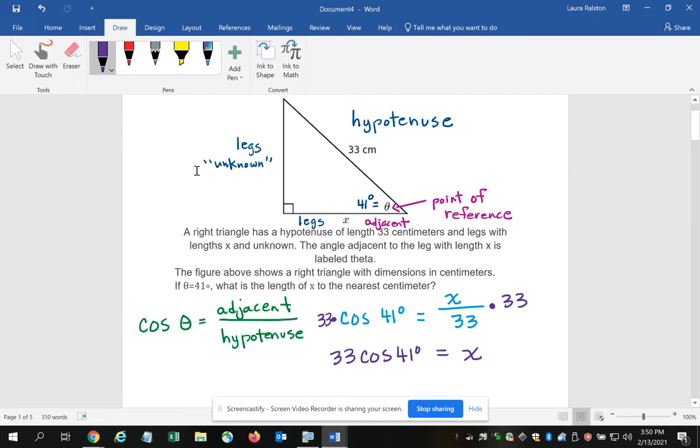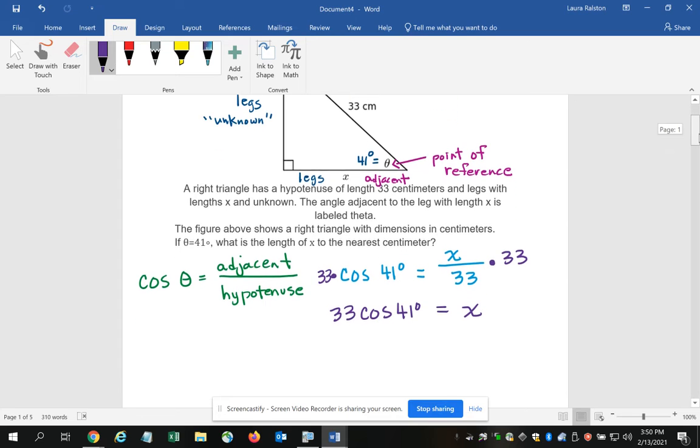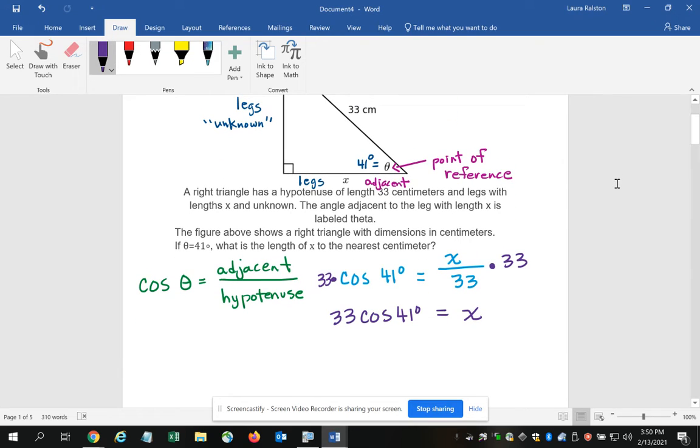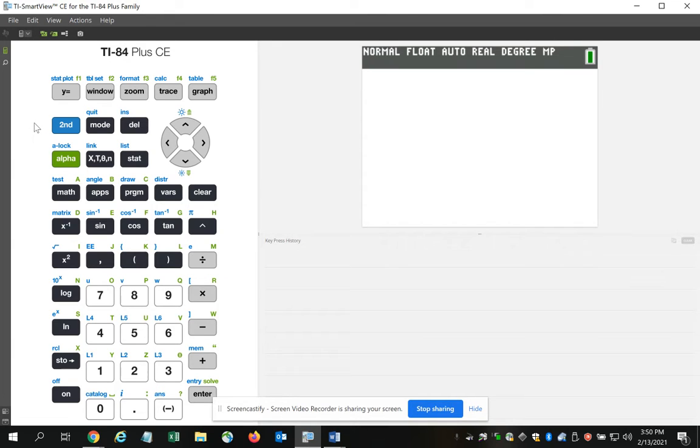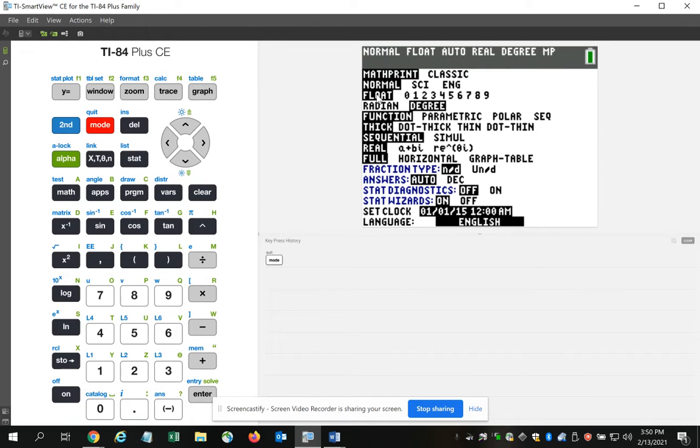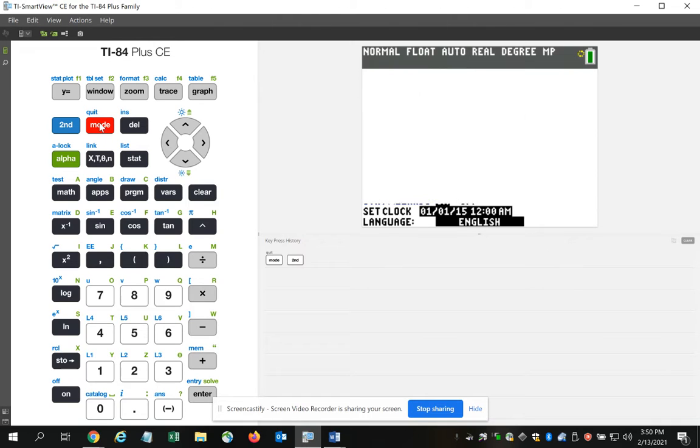And then to get your answer, you're going to have to use a calculator, because 41 degrees is not one of the special angles on the unit circle. I'm going to pull up my calculator, and it's important to make sure that your calculator is in degree mode, because the angle measurement that we had was in degrees. On my calculator, I'm going to press the button that says mode. On the fourth line down, it says radian or degree. The word degree should be highlighted in black. That indicates that I am in degree mode. Then I'm going to quit, and I'm ready to type in my problem.